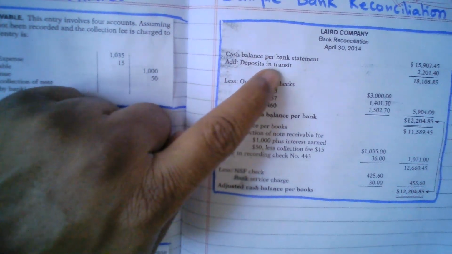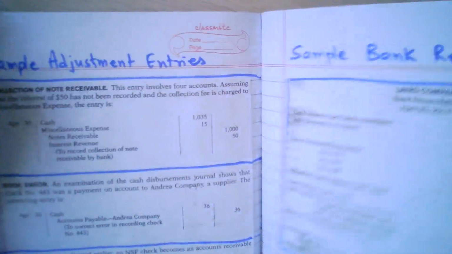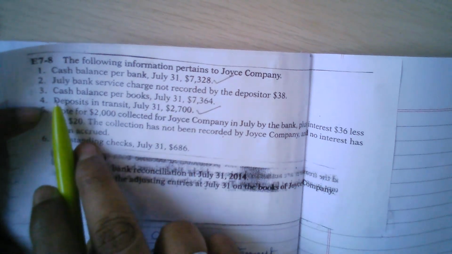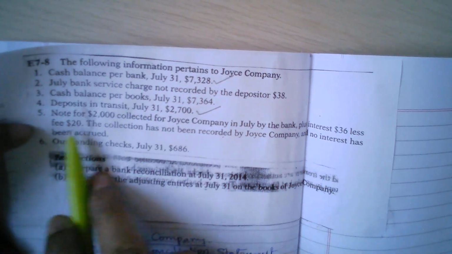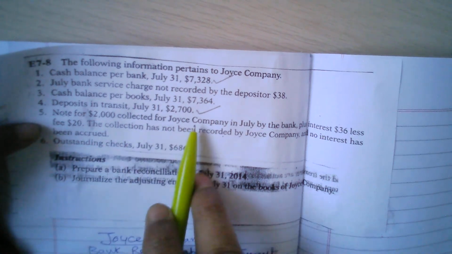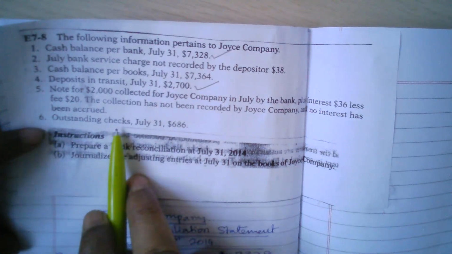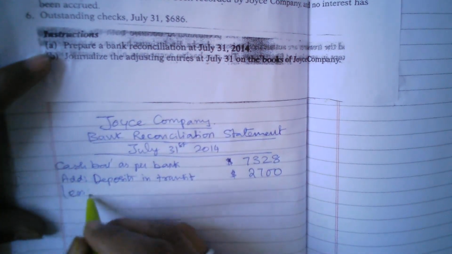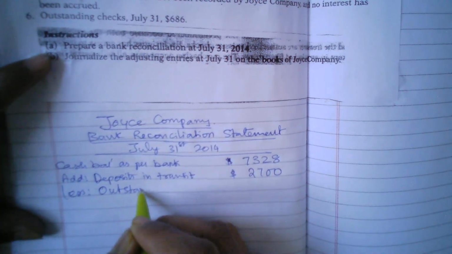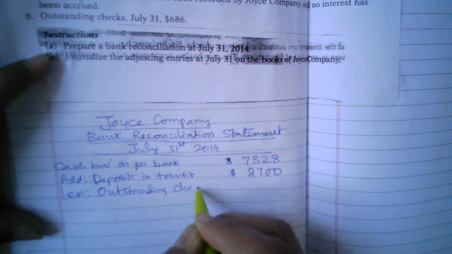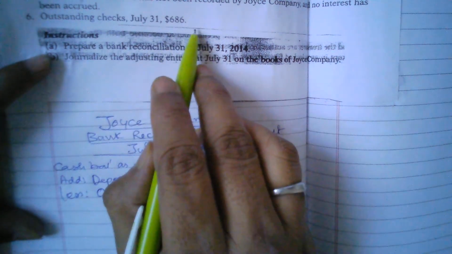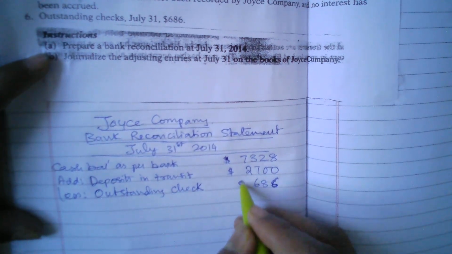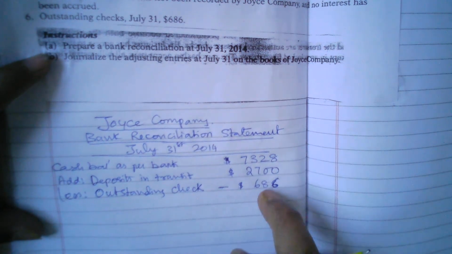Is there any outstanding checks that we need to subtract? So less, any outstanding checks mentioned. Point 2 is about service charges. Point 3 is about cash balance. Point 5 is about notes collected. Point 6 is outstanding checks. So that is good. So less outstanding checks. That is $686, and here I'll put a minus sign just to remind me that I have to subtract this.